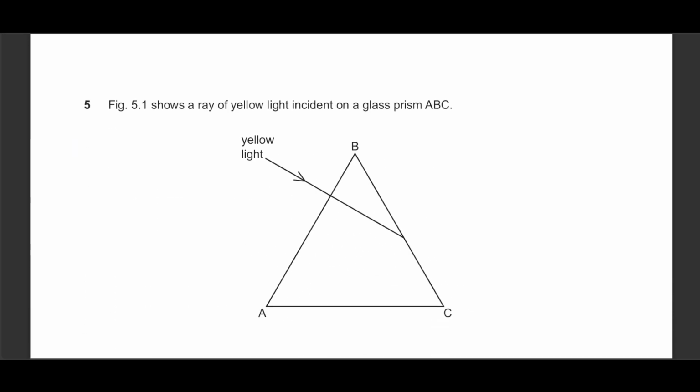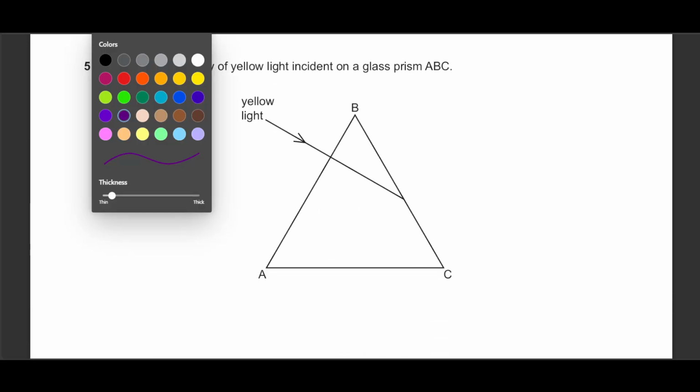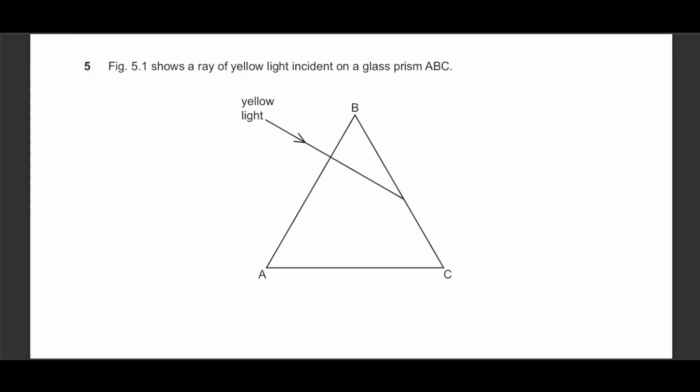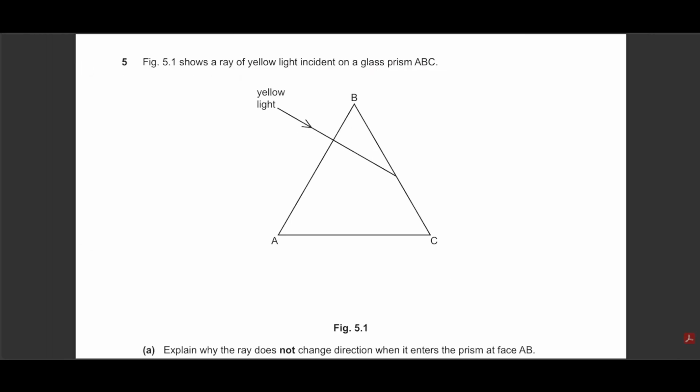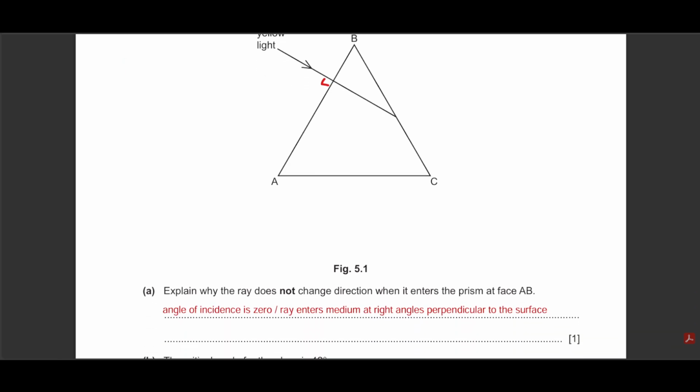So question number 5, this was interesting in terms of its application. I'm going to zoom out a bit because I need more space to work. Okay, so we have prism ABC, yellow light. It is entering at 90 degrees. These are just initial observations, but let's see how the question goes.